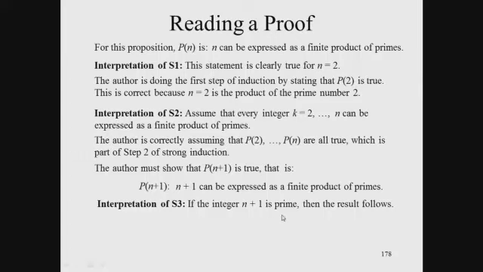If the integer n plus 1 is prime, then the result follows. Is that true? If n plus 1 is prime, can n plus 1 be expressed as a finite product of primes? Yes, it's just itself, right? There's nothing else to prove. If n plus 1 is prime, then the result follows.